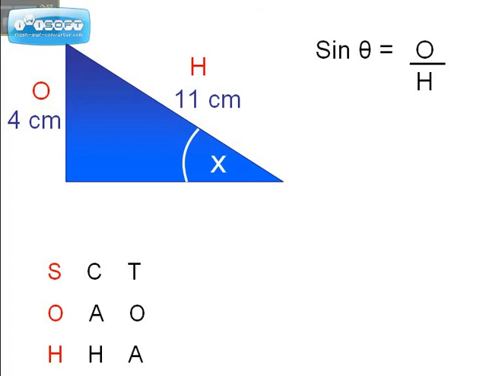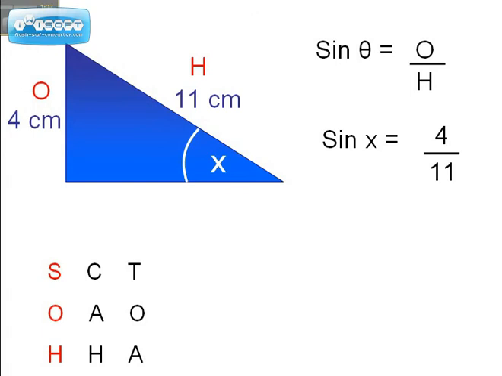Just as before, put in the numbers that you know. We can't do anything with that apart from just put the x. That's the bit we're trying to find. The opposite was 4 and the hypotenuse was 11. So when you reach this point, there's only one thing you can do, and just type it into your calculator.